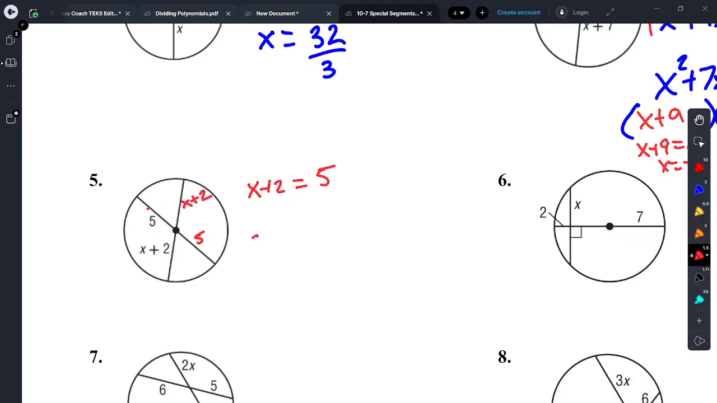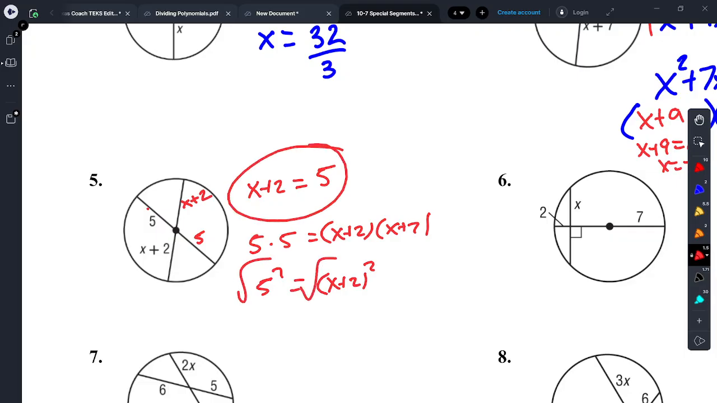If you try to do it the long way, 5 times 5 equals x plus 2 times x plus 2, you end up with x plus 2 squared equals 5 squared, right? Square root, you end up with just that. They're all just radii, so they're just equal. So what is x? You don't need all this, is what I'm saying, okay?